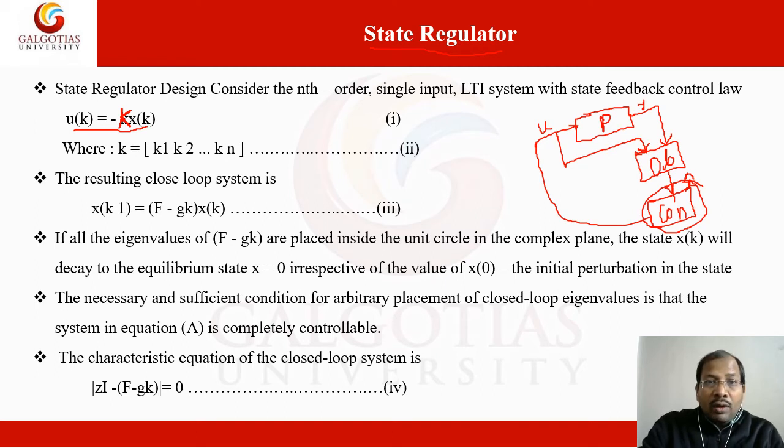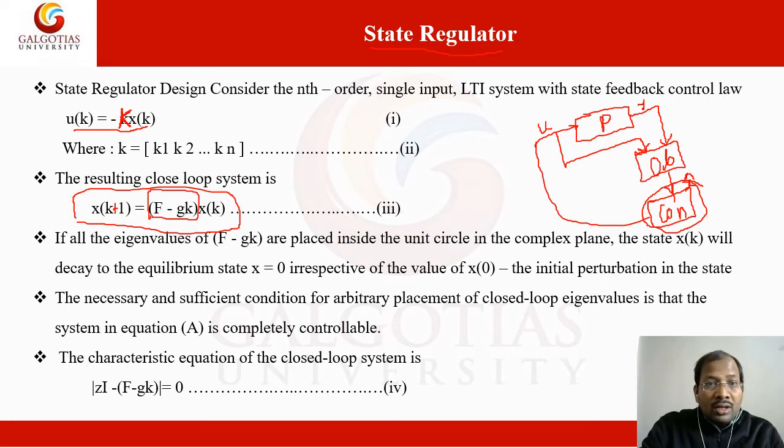Resulting, when we put u of k equal to minus K x of k in the previous equation, x of k plus 1 equal to F x of k plus G u of k, in place of u of k we put minus K x of k. So we get x of k plus 1 equal to F minus G K times x of k. This is the resultant closed loop system. The dynamics of this system is nothing but as per the desired response.